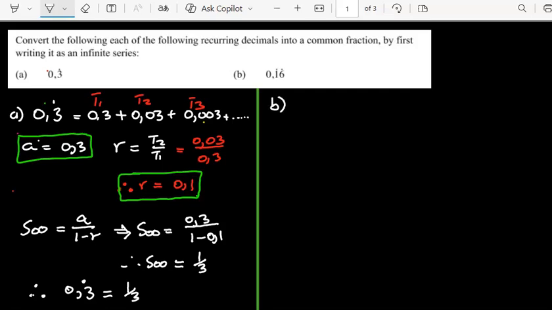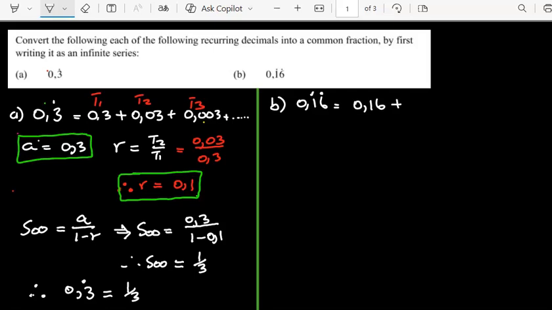In order for us to change this into an infinite series, we know that the 0.16, now if you check, we have 1 and 6 recurring. So how do we write the infinite series for this one? First thing, we start with that same 0.16. The first one will be 0.16. That is the first term.